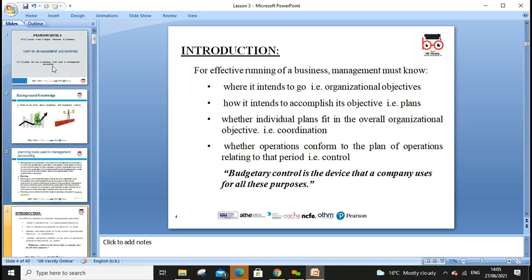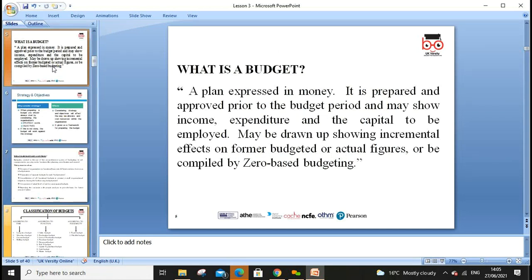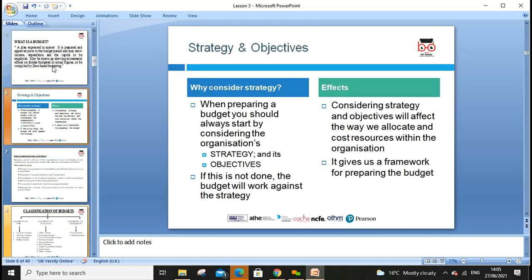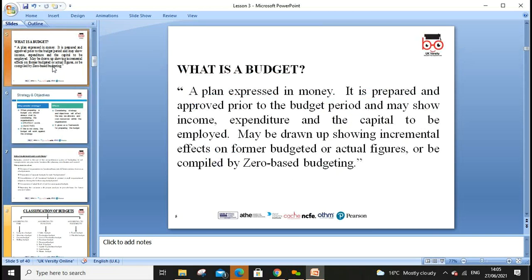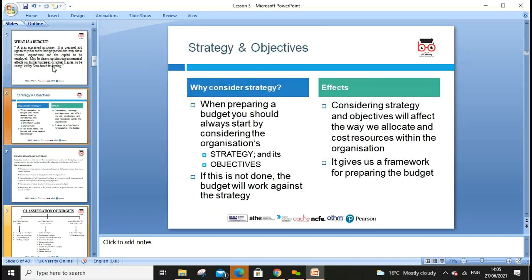We need a plan where the individual plans fit with the organization's objectives, and where the operations relate to the period control. So budgetary control is the device that companies use for all these purposes. What is a budget? A plan expressed in money. So a budget is a plan for the future in financial or management accounting. It is prepared and approved prior to the budget period, showing the income, expenditure, and capital employed.